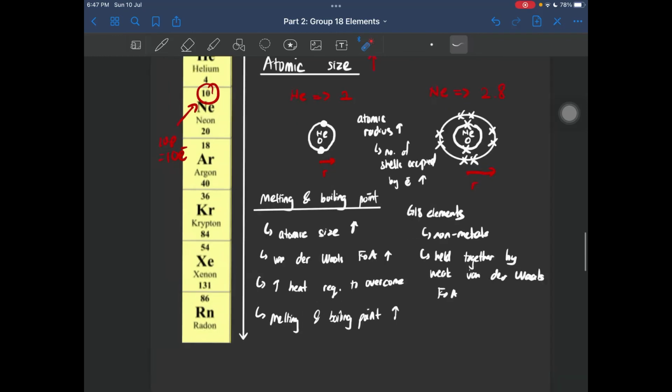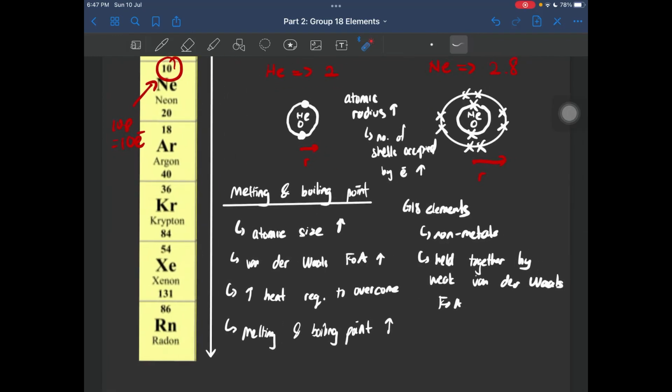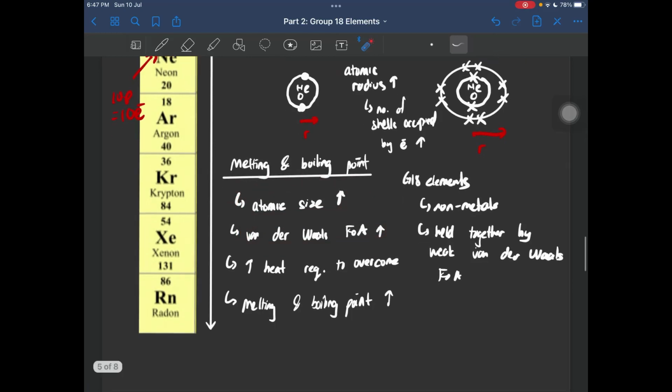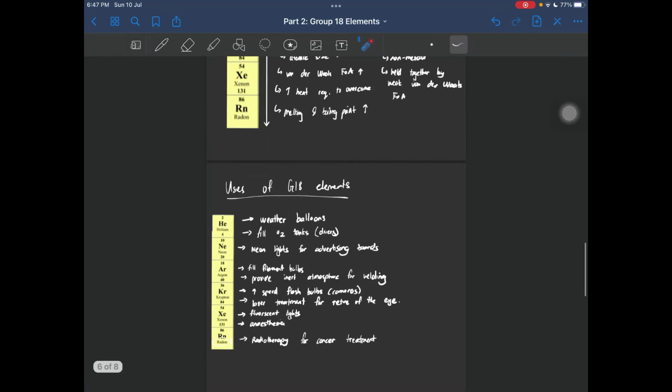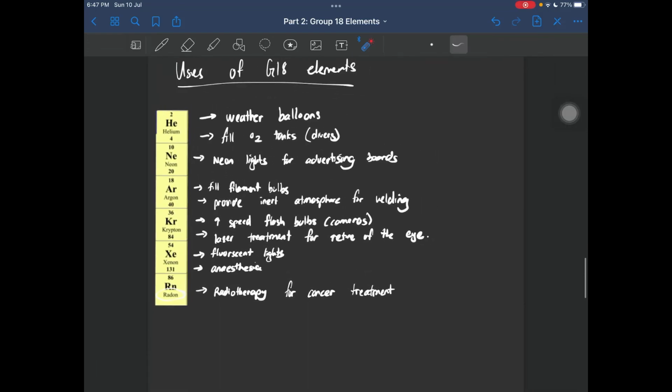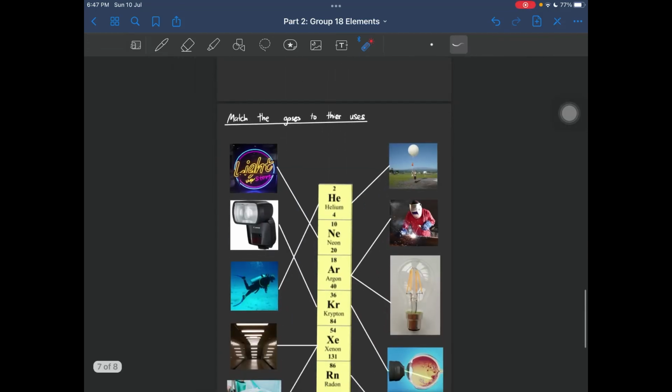And because the atomic size increases, the melting and boiling points will also increase. And this is because, again, they are non-metals that are held together by weak van der Waals forces of attraction. Therefore, when the atomic size increases, the van der Waals force of attraction will also increase. And thus, more heat will be required to overcome the forces of attraction, leading to an increase in melting and boiling point. And we have also learned the uses of group 18 elements, right?